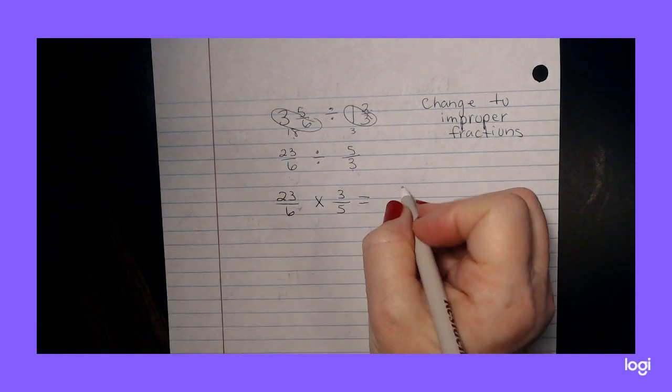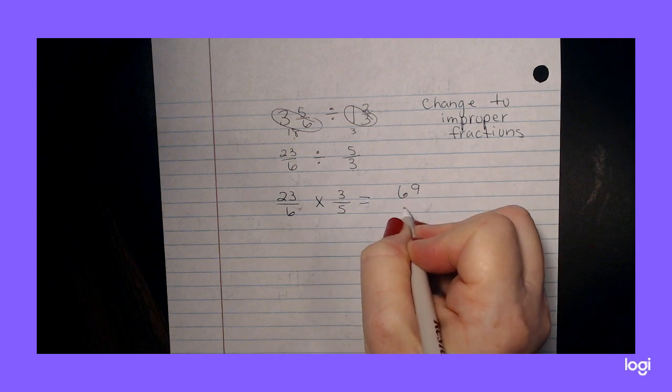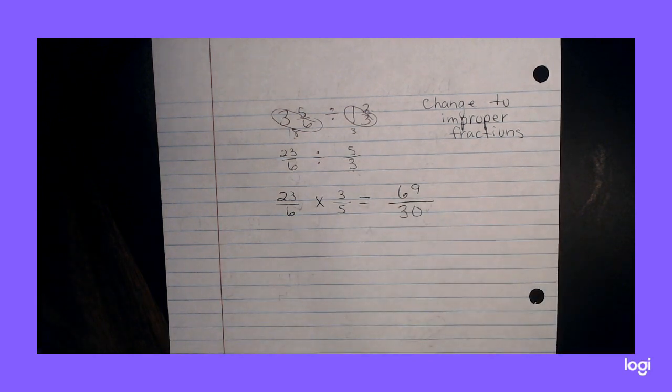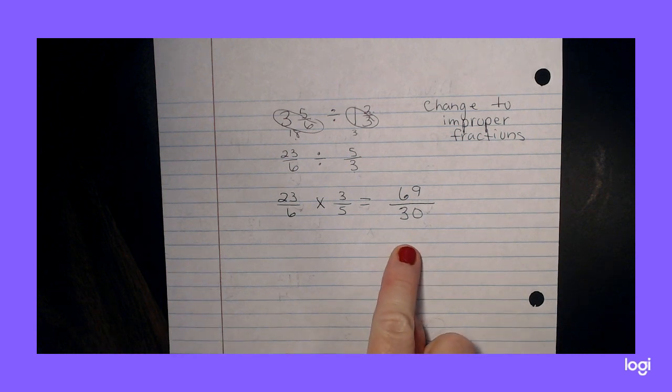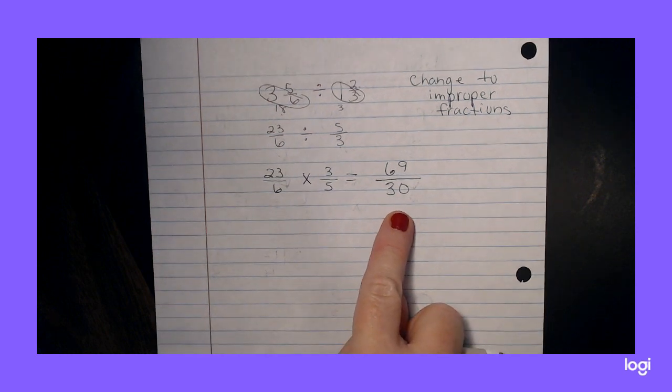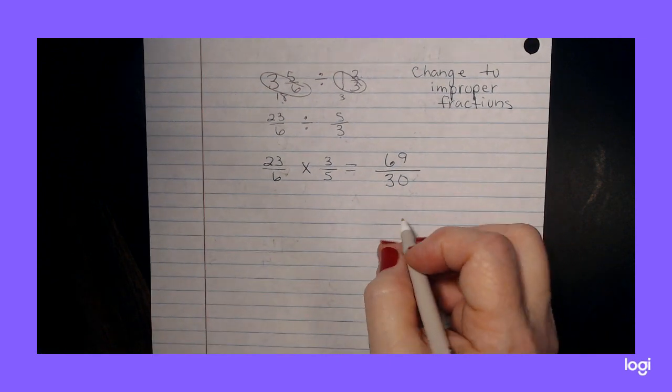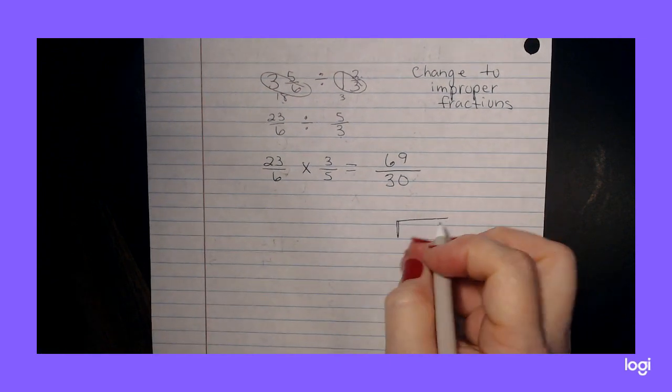Multiply across the top, and I get 69. Multiply across the bottom, and I have 30. We can simplify this. You know, we also see that it is top heavy. Because it's top heavy, I need to go ahead and divide. So I'll put, remember some of us called it the dog house.